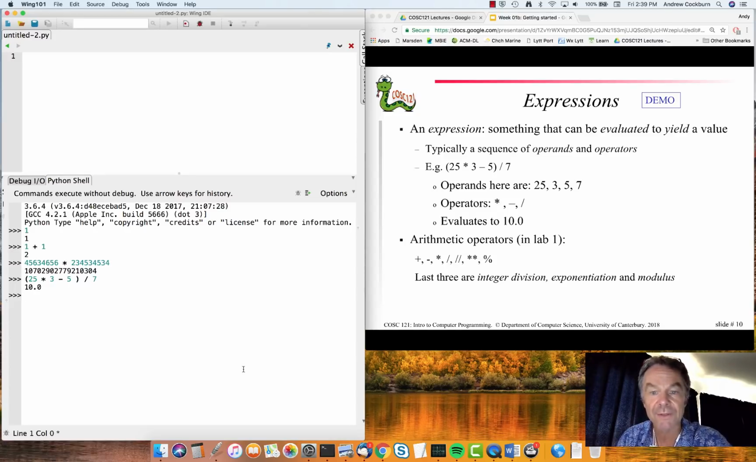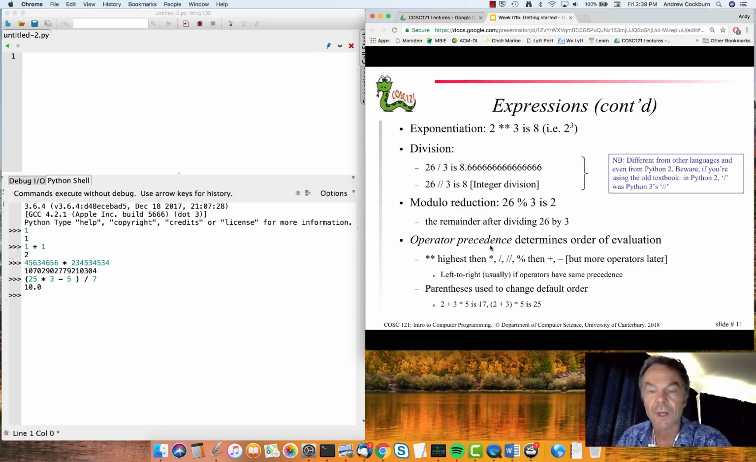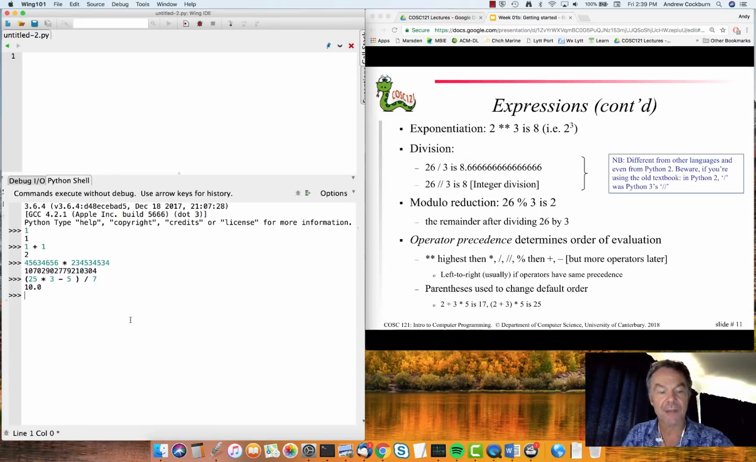In Lab 1, you'll come across a variety of arithmetic operators, including plus, minus, multiply, divide, slash slash, which is integer division, star star, which is exponentiation, and modulus division, which is the percent character. Exponentiation is raising to the power. So 2 to the power 3 is 8, 2 to the power 4 is 16, 2 to the power 5 is 32, and so on. Okay. Importantly, there's no space in the middle there.